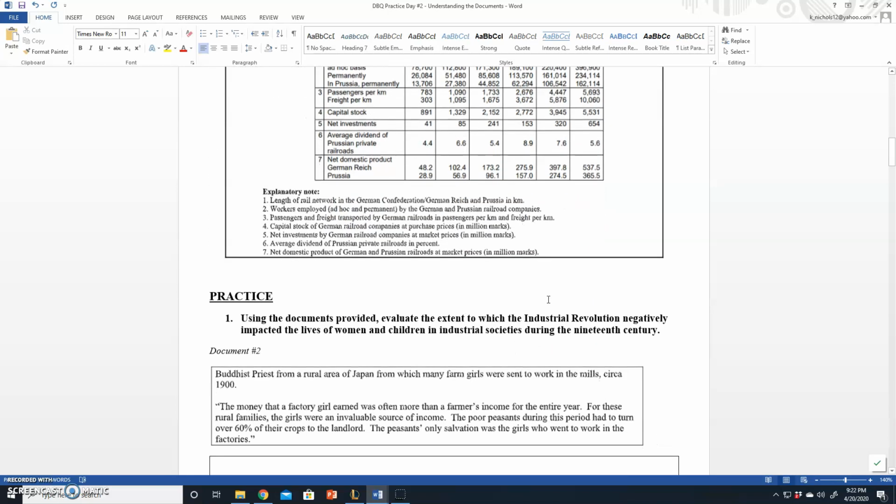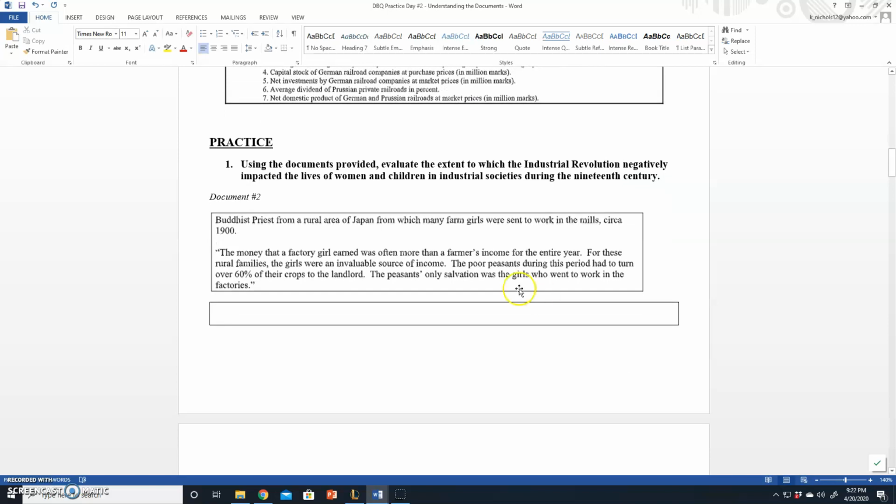Again, don't quote. Looking quickly at document 2, it's a Buddhist priest. The money that a factory girl earned was more often than not more than a farmer's income for the entire year. For these rural families, the girls were an invaluable source of income. The poor peasants during this period had to turn over 60% of their crops to the landlord. The peasants' only salvation was the girls who went to work in the factories. Don't quote the document, but do make reference to the poor peasants and to the girls.